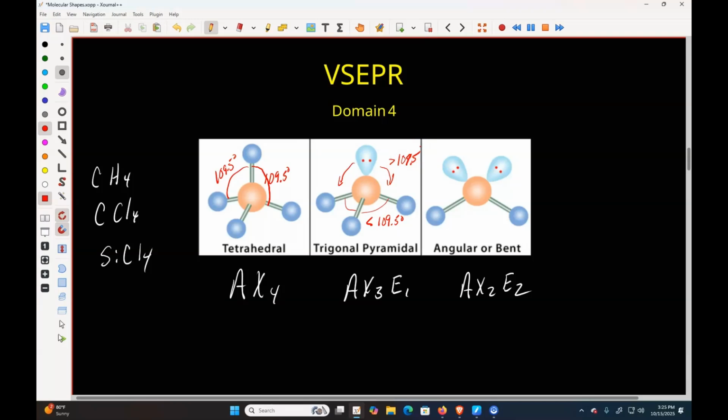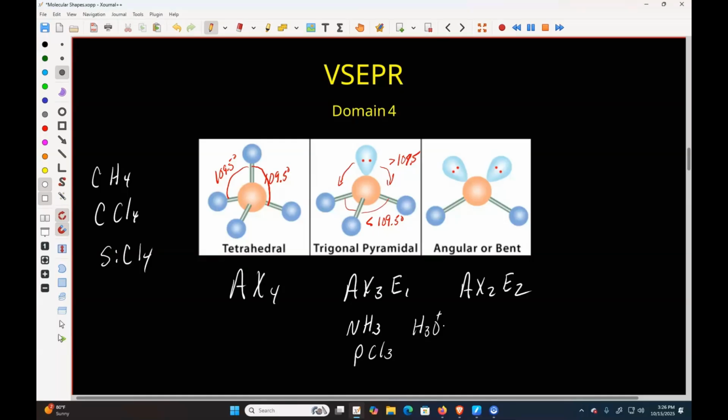So examples will be compounds such as ammonia, PCl3, hydronium. Those are a few examples.